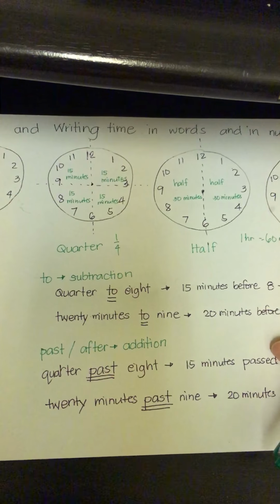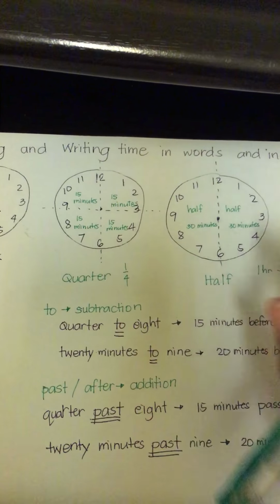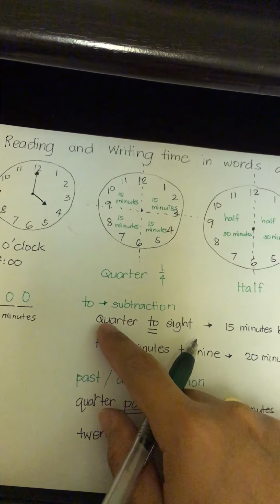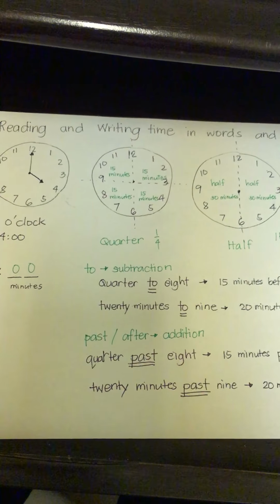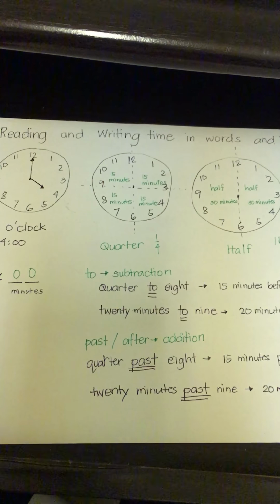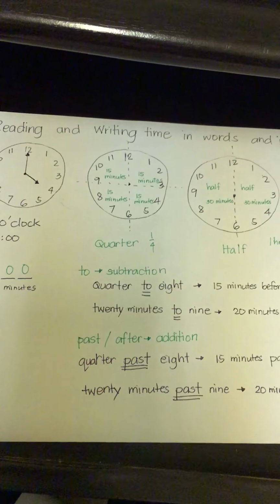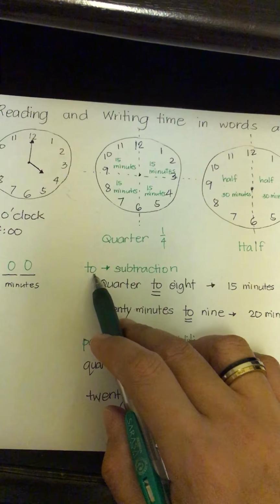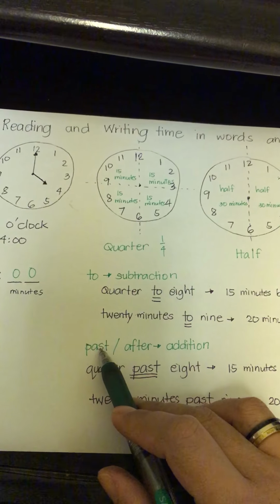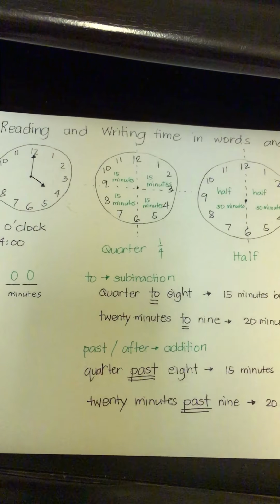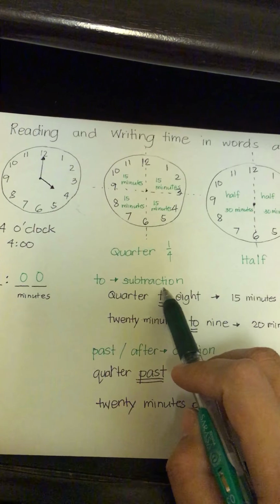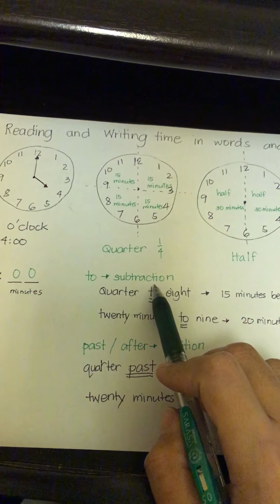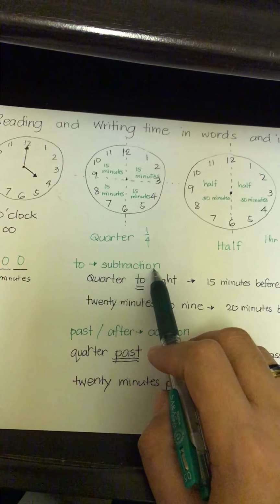Now after discussing the partition of the clock, we will have the following words that we can encounter in reading and writing the time in words and in numbers. We have the word to, and the word past or the word after. When you say the word to, it means subtraction.